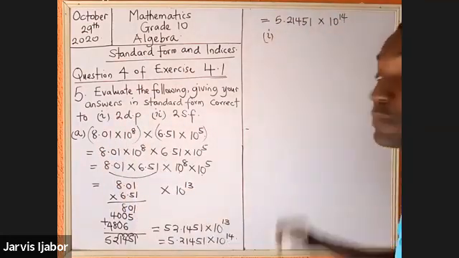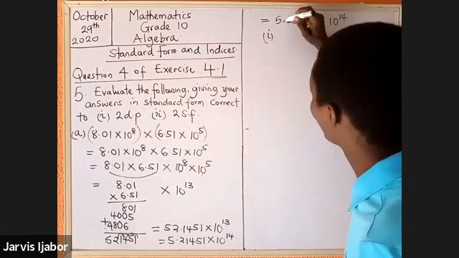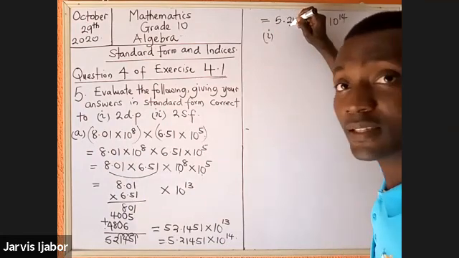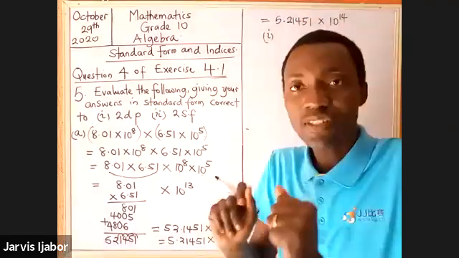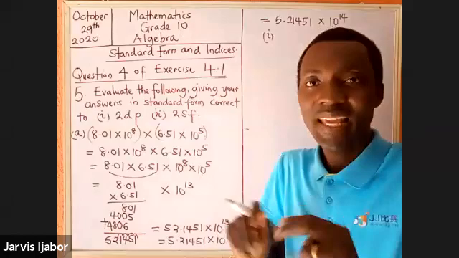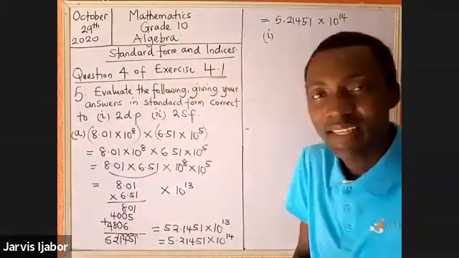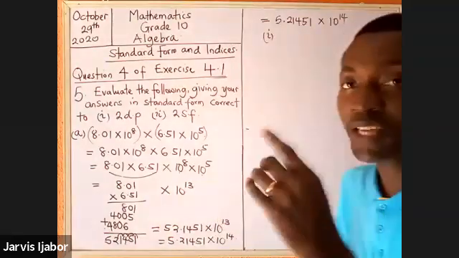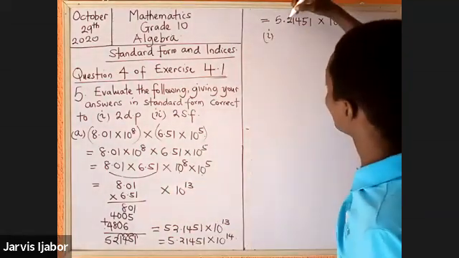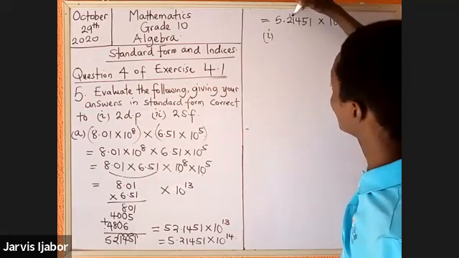So to 2 decimal places means a decimal place is a digit just after the decimal point. I'll come again. A decimal place is a digit just after the decimal. So if they say to 2 decimal places, it means take into consideration the first and the second digit.